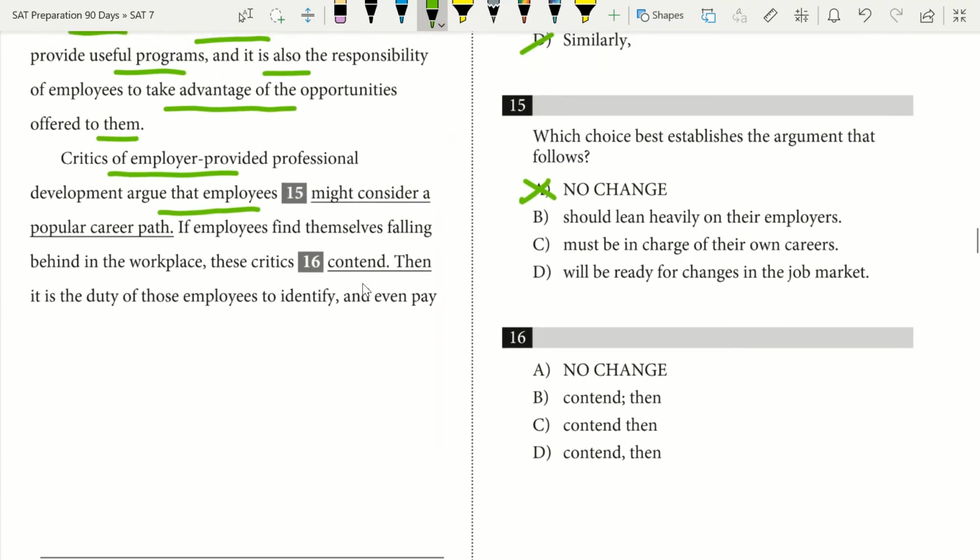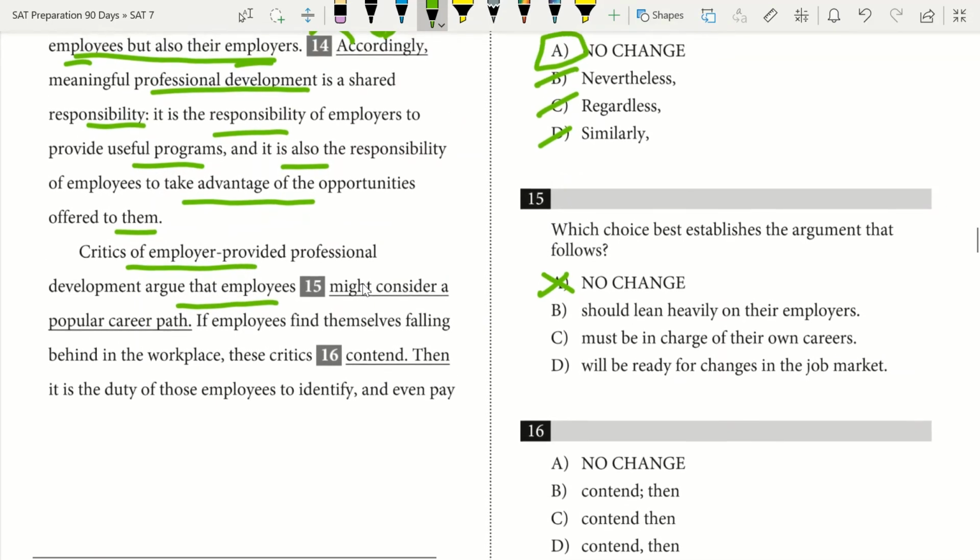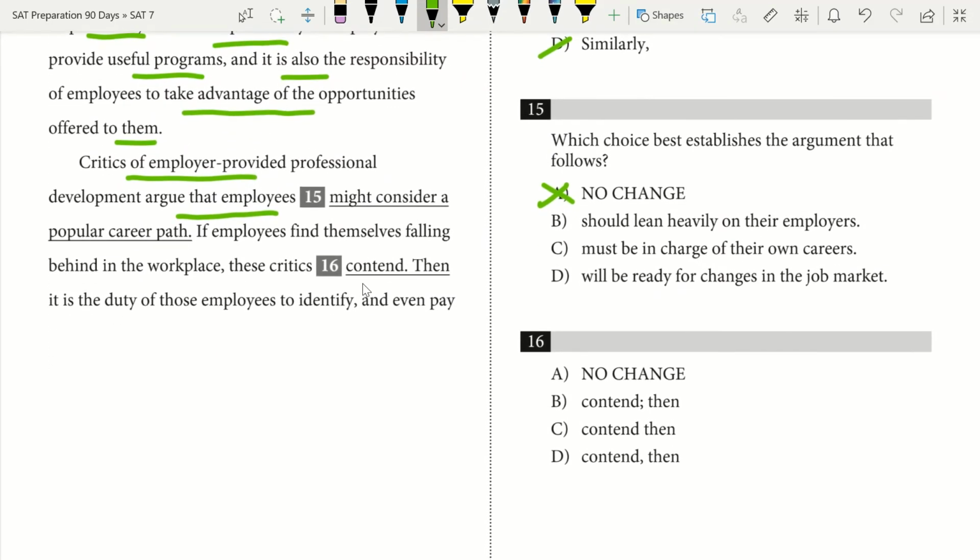Now we can go back up and answer 15 and 16. So 15, which choice best establishes the argument that follows? Well, these critics are saying that they have to be in charge of their own careers, right? The critics are really making that argument that if they're falling behind in their workplace, it's on them to go ahead and fix that with continued education. So the correct answer for 15 must be C.